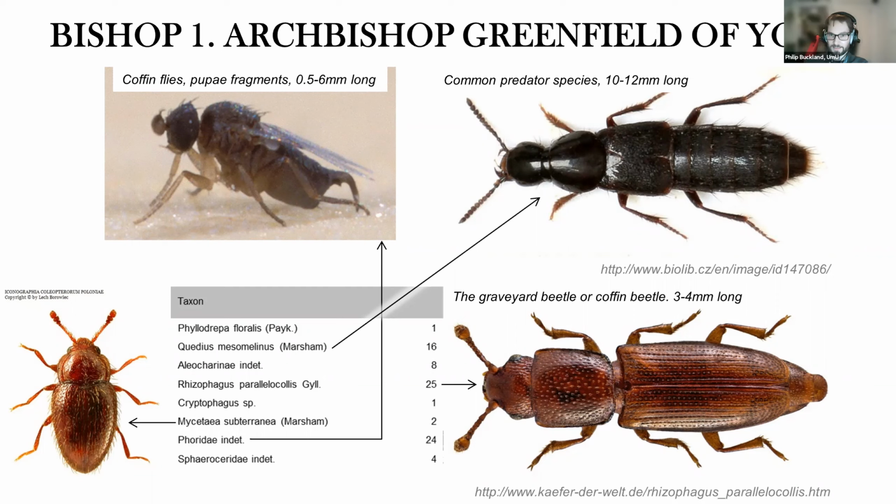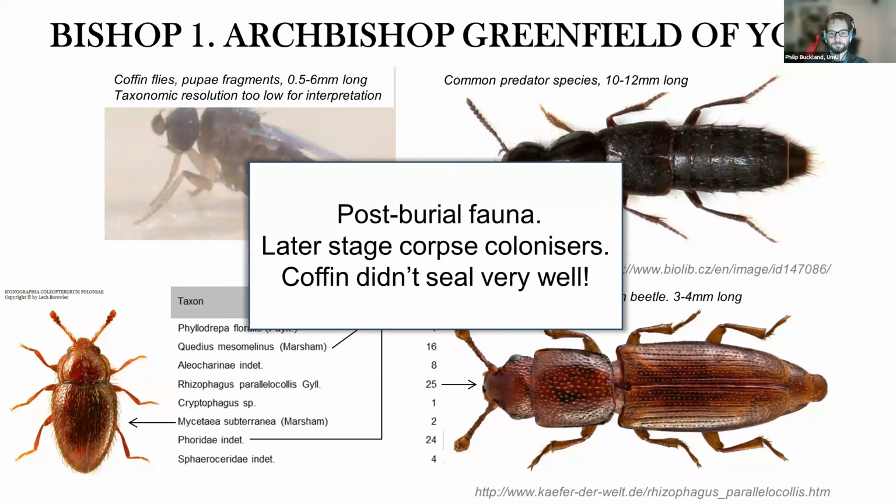And the Quedius is a predator. It's quite common in archaeological deposits. You get it in waste heaps, in floor layers, and it's basically eating a lot of other stuff. It's a secondary predator.